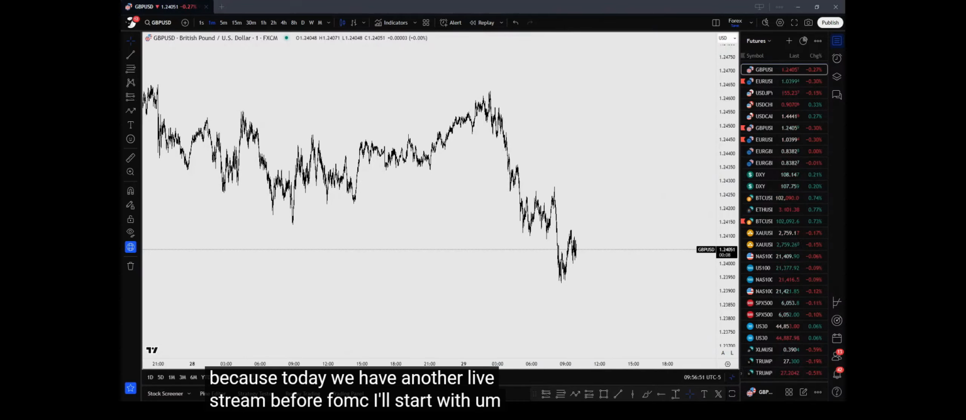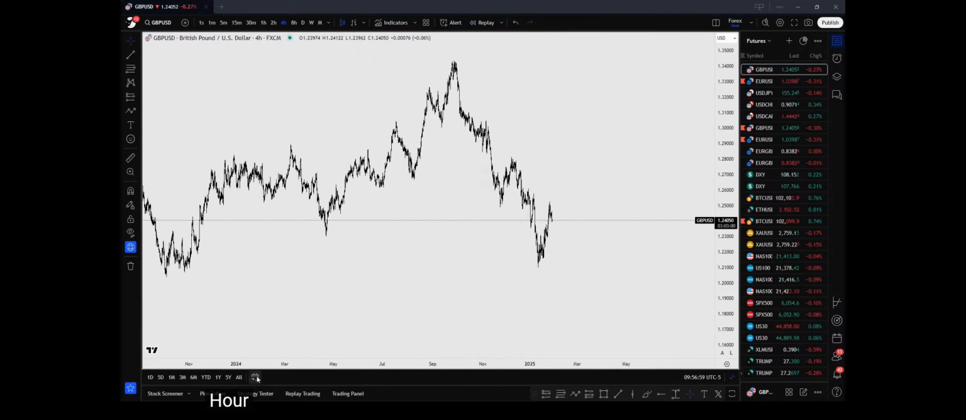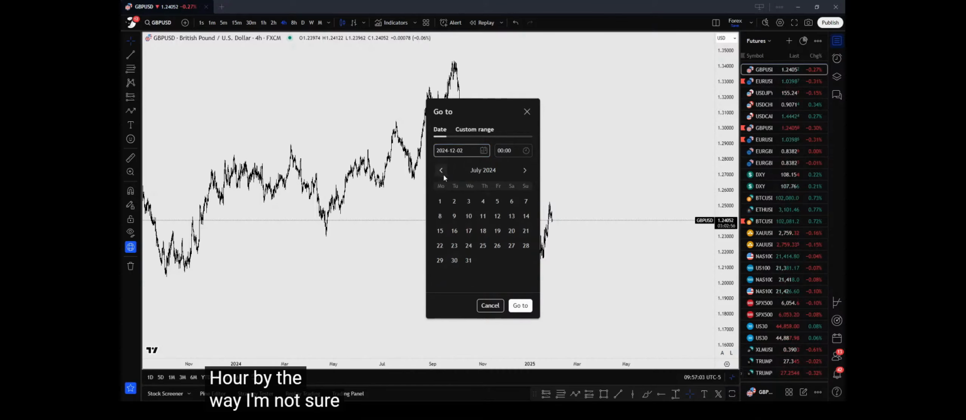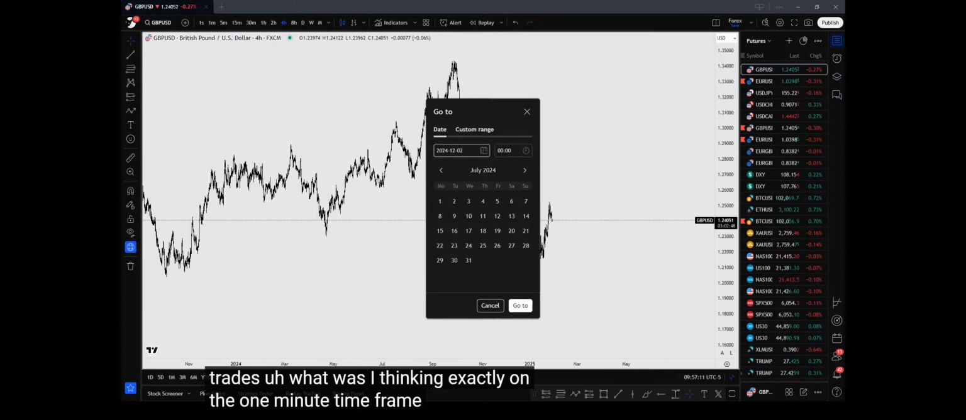I'll start with the GBP 8th of July example. Let's go to the 4 hour. By the way, I'm not sure exactly at this point when I did these trades what I was thinking on the 1 minute time frame. So there might be some nuances, as I said. You have to treat each trade in its own context.